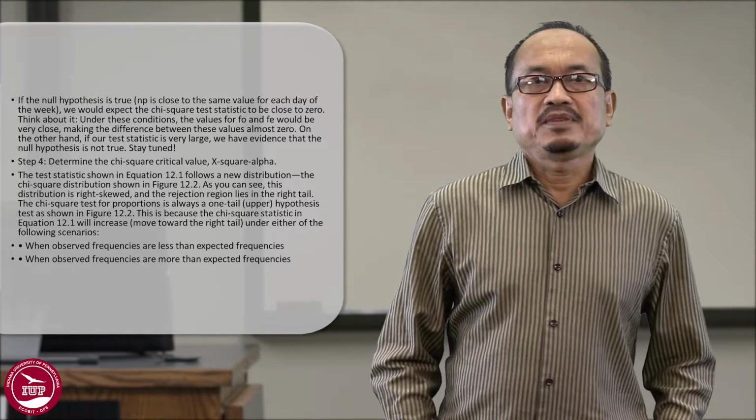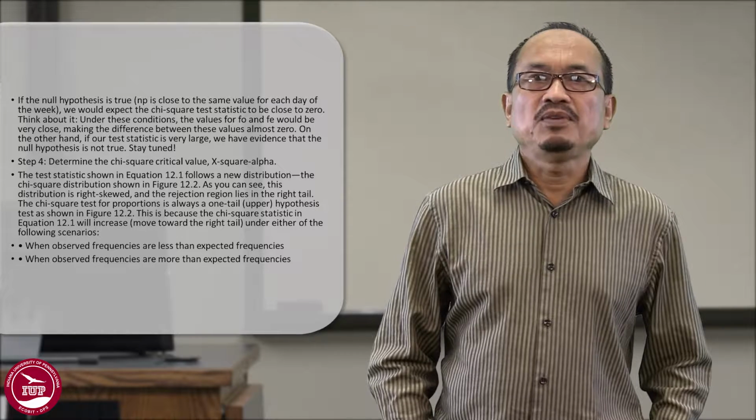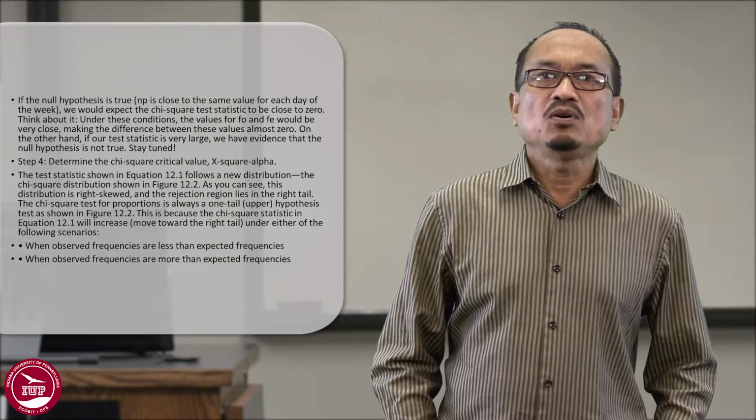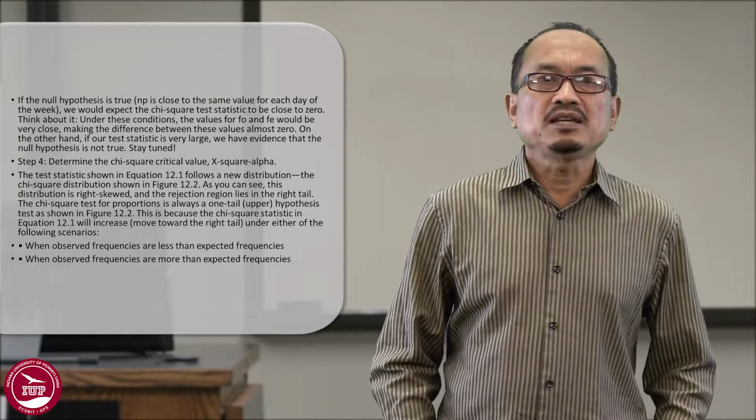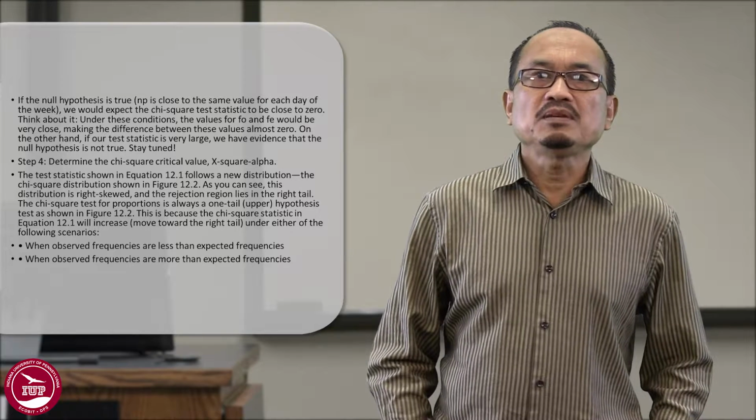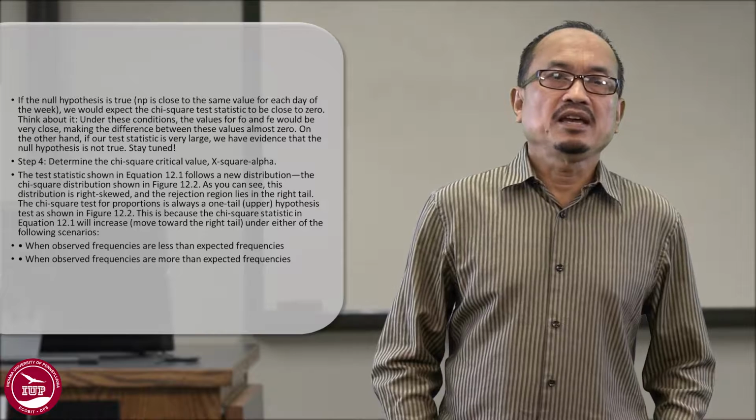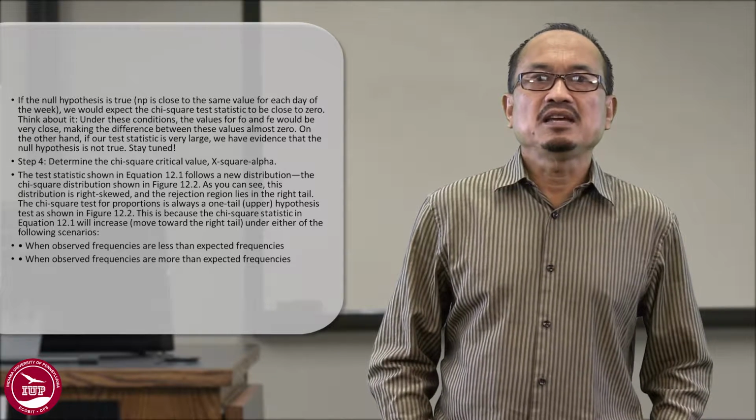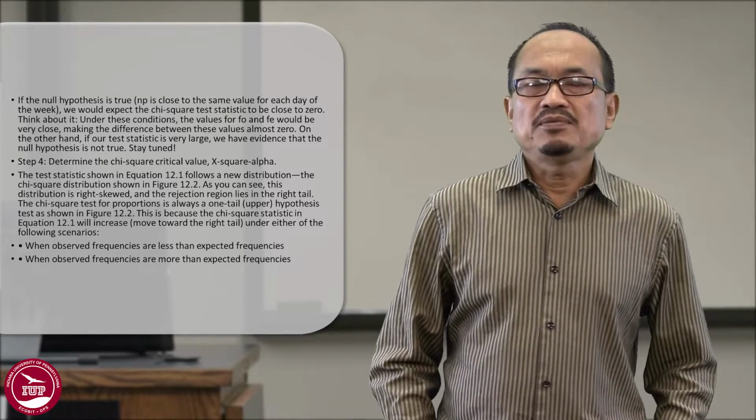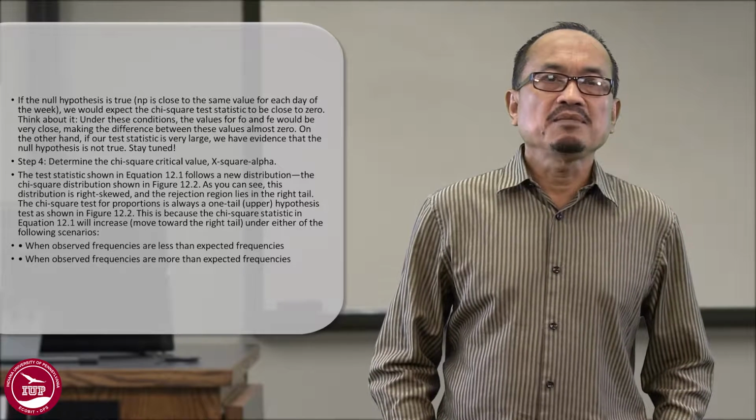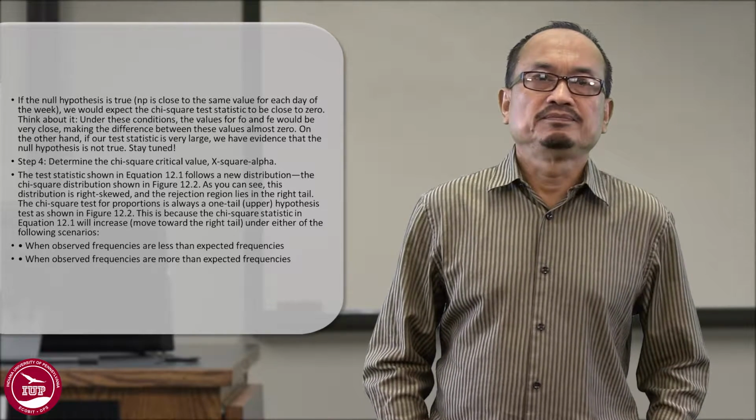Think about it. Under this condition, the values for FO and FE would be very close, making the difference between these values almost 0. On the other hand, if our test statistic is very large, we have evidence that the null hypothesis is not true.